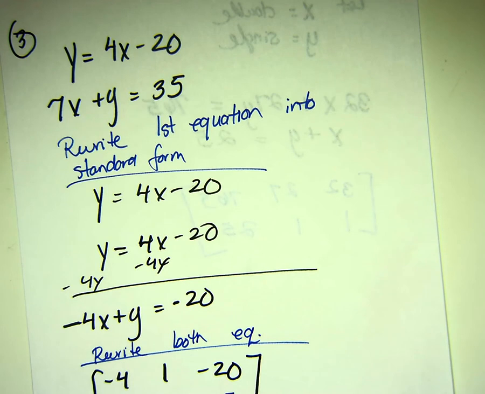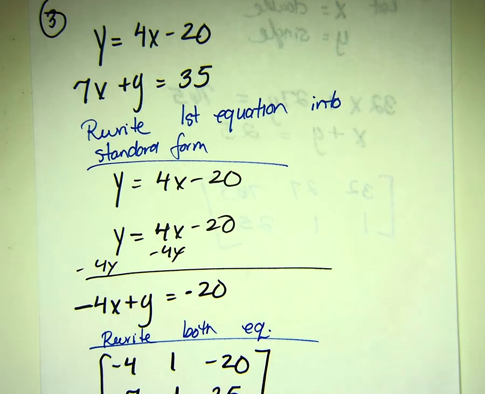Okay, so let me get this out of the way. Thank you for your patience. Given to you, you had 2 equations: y equals 4x minus 20, and then you had it in standard form, 7x plus y equals 35.